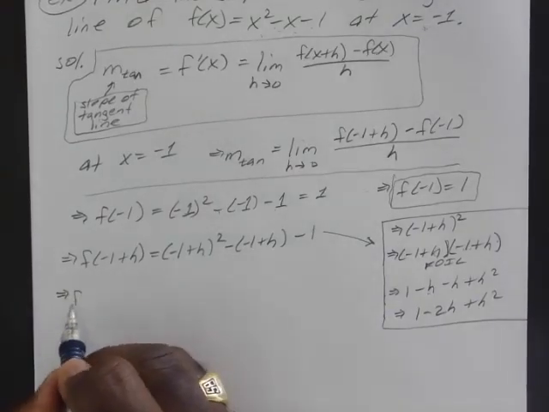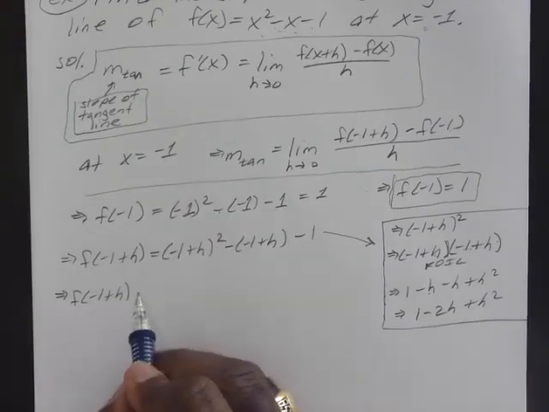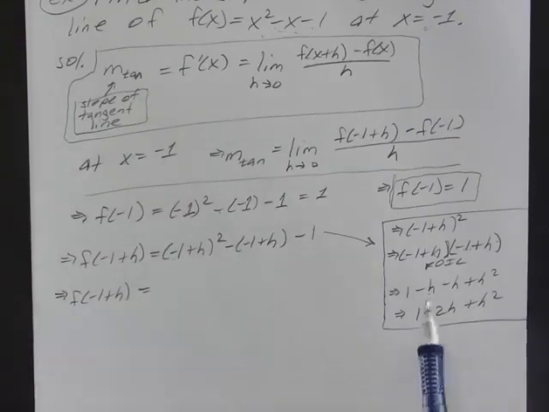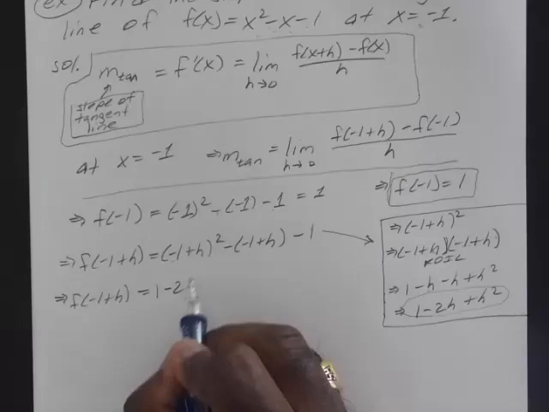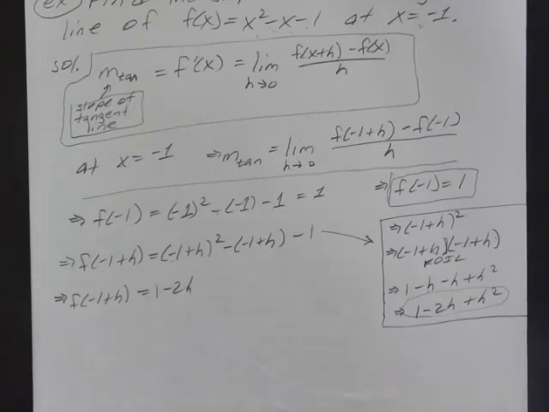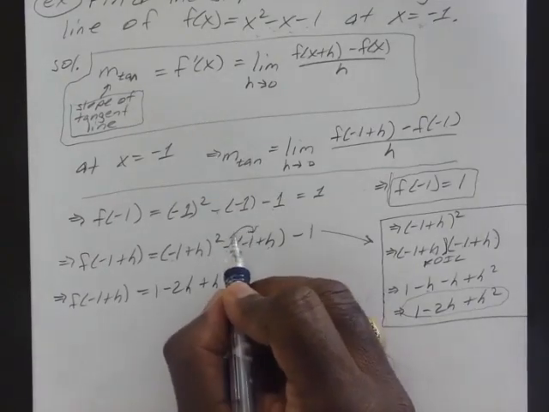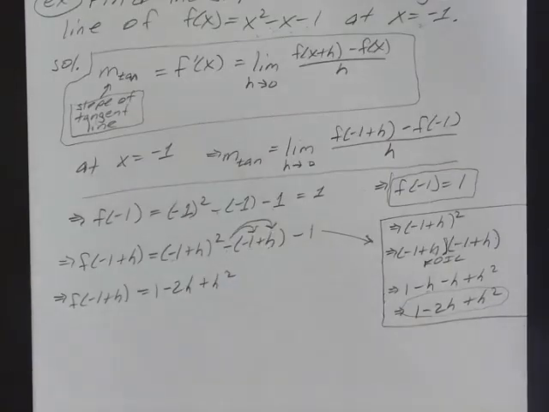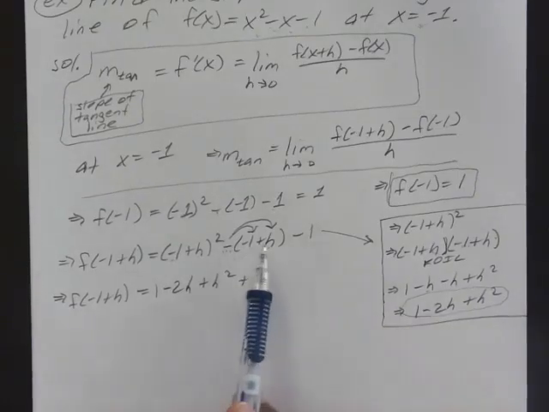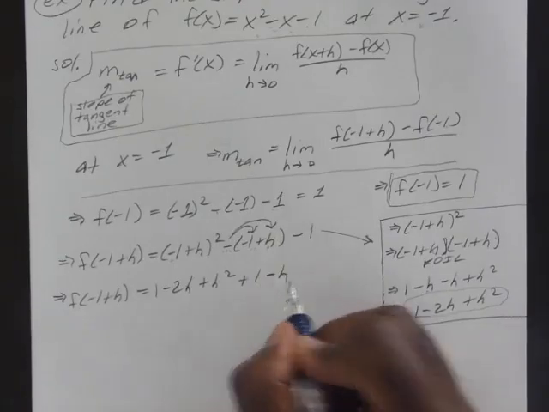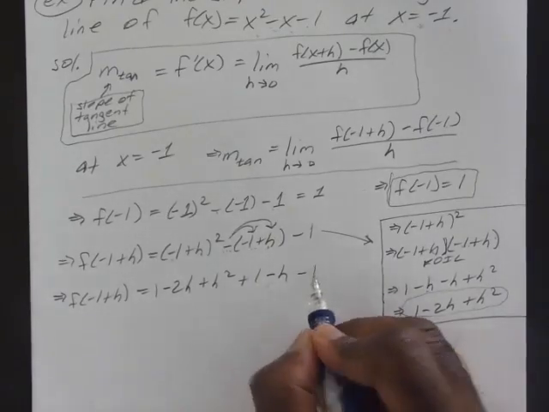So that means our f of -1 plus h, instead of -1 plus h squared, we can replace that with this. So 1 minus 2h plus h squared. And that minus -1 plus h, well, to get rid of those parentheses, we just go ahead and distribute. -1 times -1 is +1. -1 times positive h is negative h, so minus h minus 1.